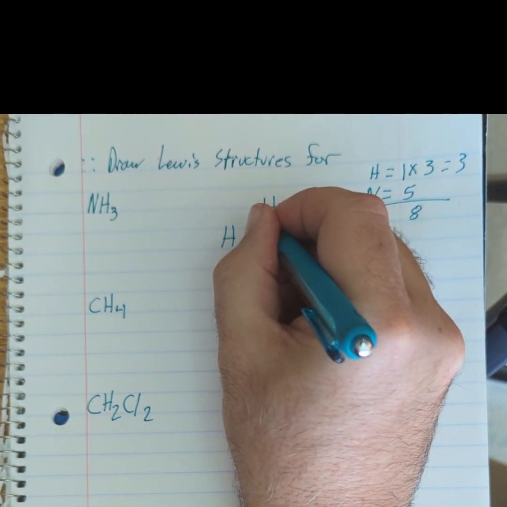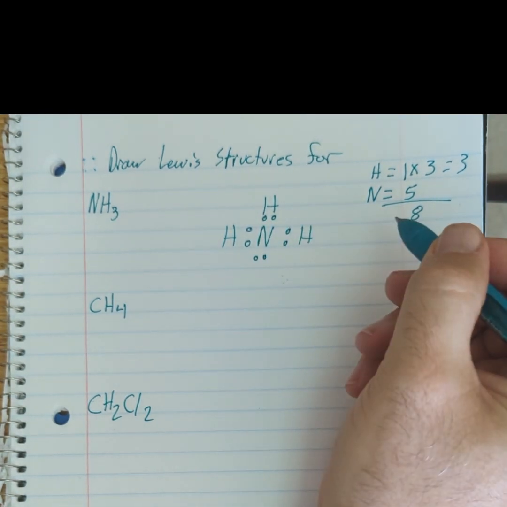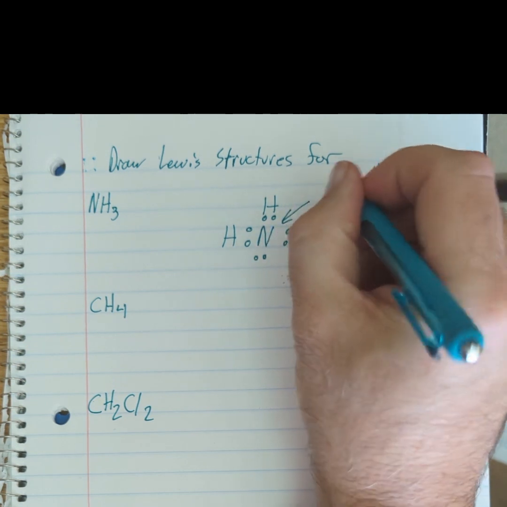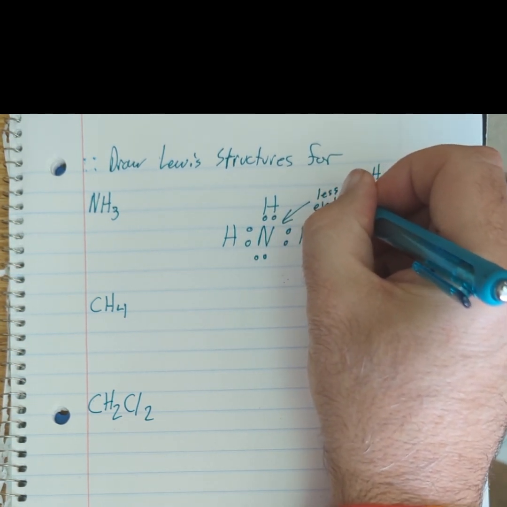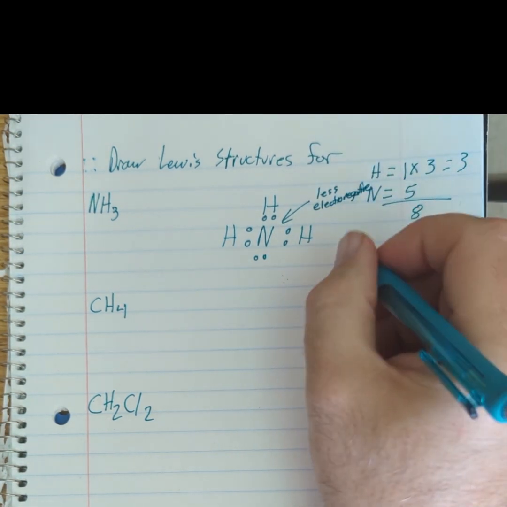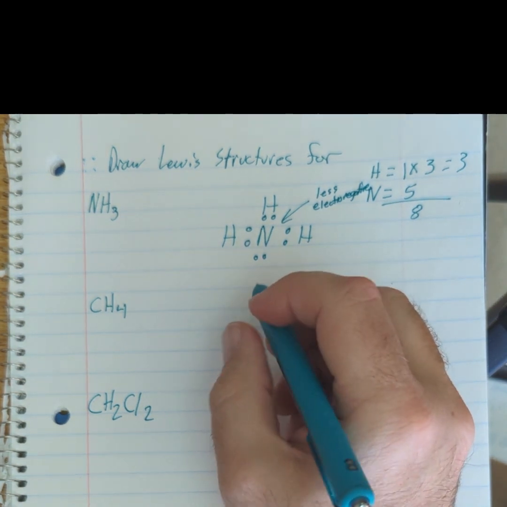All right, we know that there has to be at least 2 electrons between each hydrogen and the nitrogen. And then there's a lone pair that rounds out the octet. We knew that nitrogen went in the middle because it is less electronegative than hydrogen. So it goes in the middle.